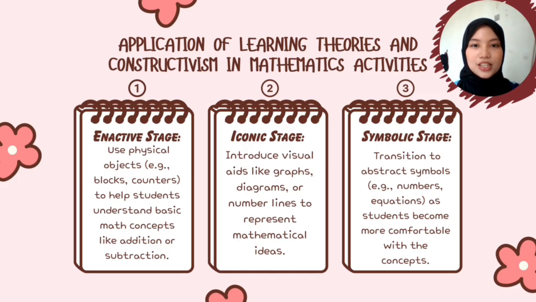Now we go to application of learning theories and constructivism in mathematics activities. So for the first one, on enactive stage, we're going to use physical objects such as blocks, counters to help students understand basic math concepts like addition or subtraction. And for the second one, which is the iconic stage, it will introduce visual aids like graphs, diagrams, or number lines to represent mathematical ideas. And for the third one is symbolic stage. This is a transition to abstract symbols such as numbers, equations, so students become more comfortable with the concept.